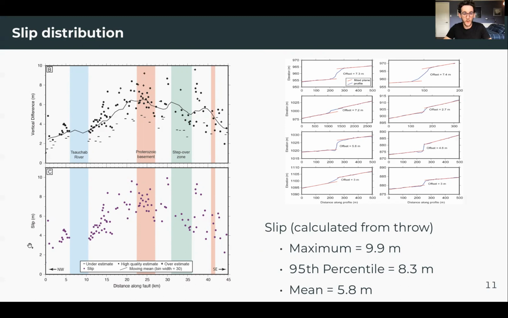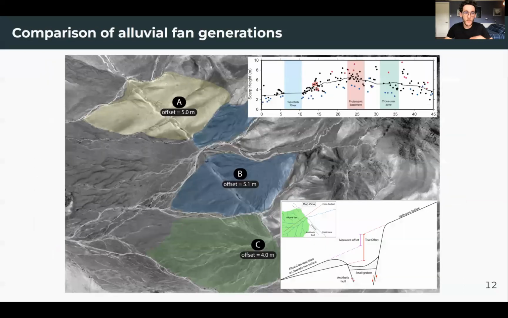We can see that we've got a single rupture curve that constrains the amount of slip, and we get a maximum slip calculated from the throw. We measure the vertical difference, which we then converted to throw using the angle of the landscape. Then, once I'd constrained the slip distribution, I wanted to see if I could determine how many events had occurred on the fault or were responsible for the current fault expression.